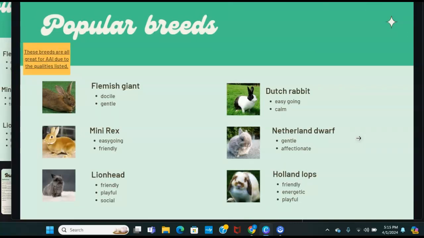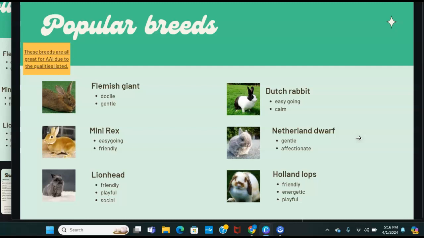So, moving forward, these are some of the popular breeds used for therapy purposes, and they have all the amazing qualities that we need when involving rabbits and assisting in animal-assisted intervention and animal-assisted therapy. So first off, we have the Flemish Giant, which they are so docile, so gentle. They're frequently compared to cats and dogs. They're just so amazing. Then we have a Mini Rex.